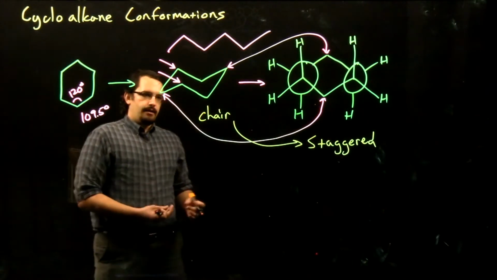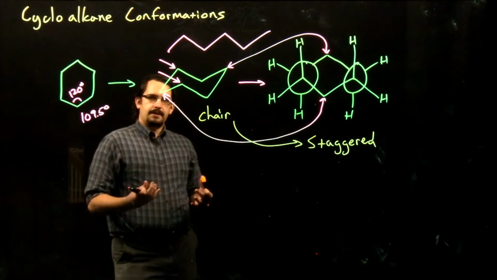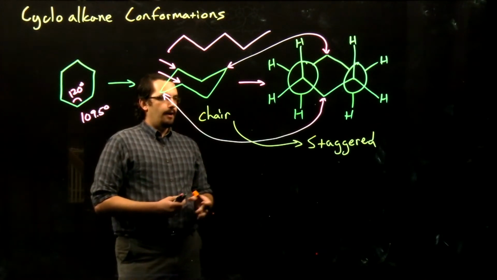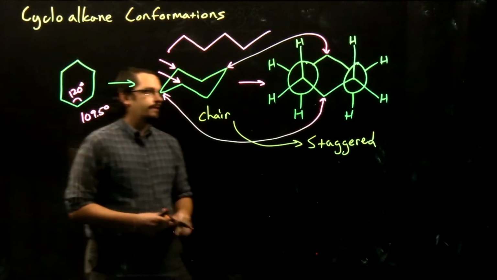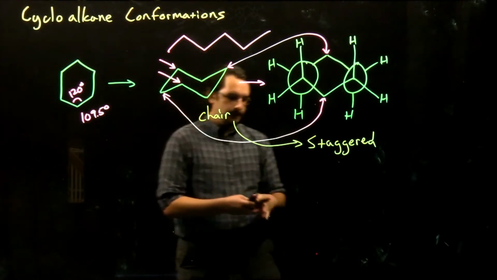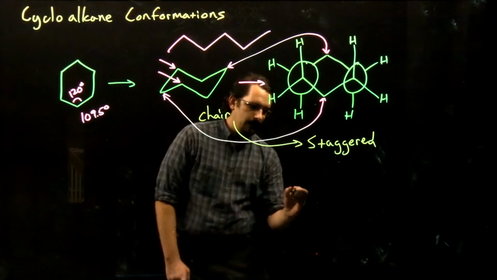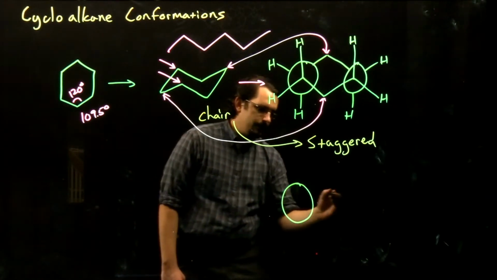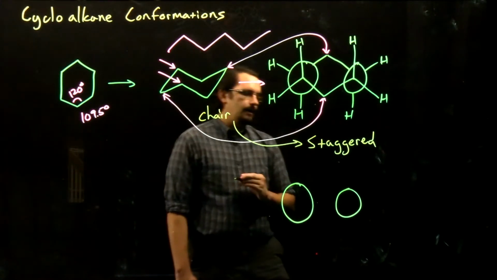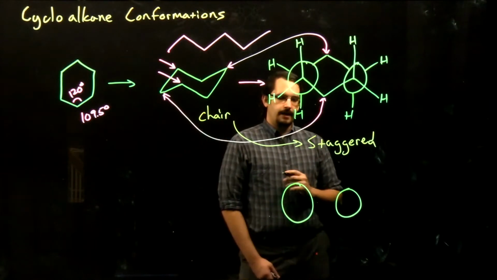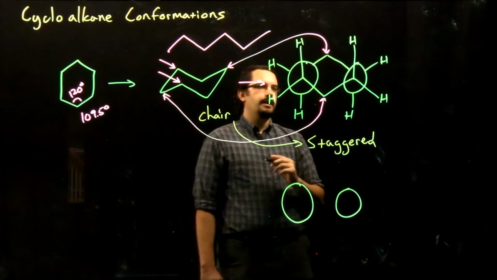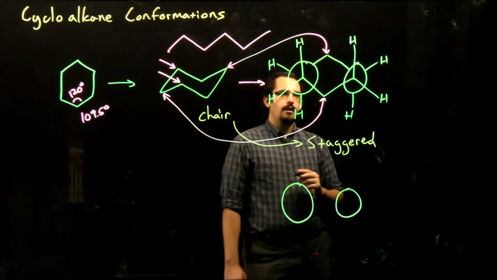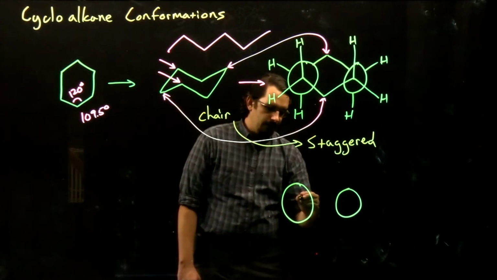So if we have a staggered conformation, what would an eclipsed conformation look like for our cyclohexane? Let's try to redraw this so that we can eclipse our bonds. I'm going to go ahead and start with my Newman projection, because I know if I'm trying to get an eclipsed conformation, my bonds have to be right on top of each other. So I'm going to have to bend this.